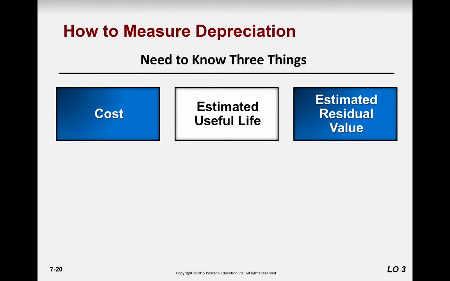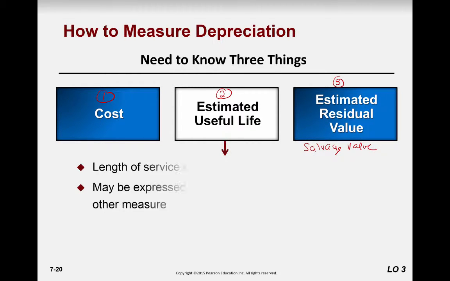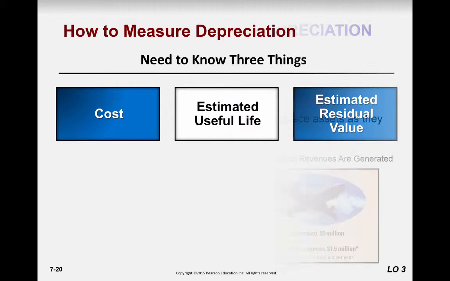So what you need to know, there are three things. You need to know the cost, you need to know the estimated useful life, and the residual value, also known as salvage value. Those are the three pieces you need to know in order to record depreciation.